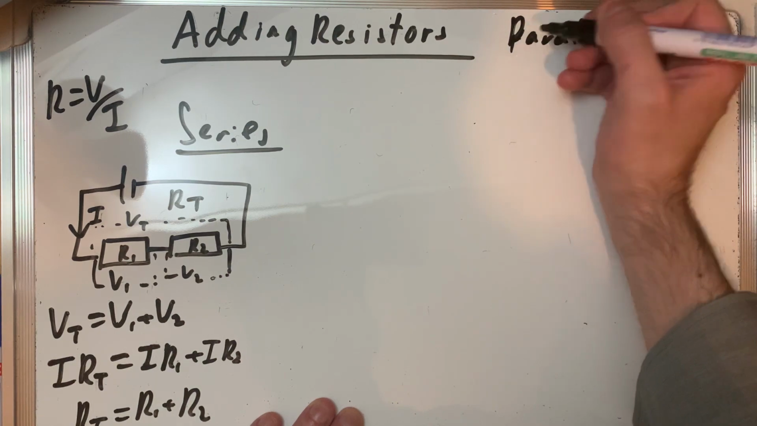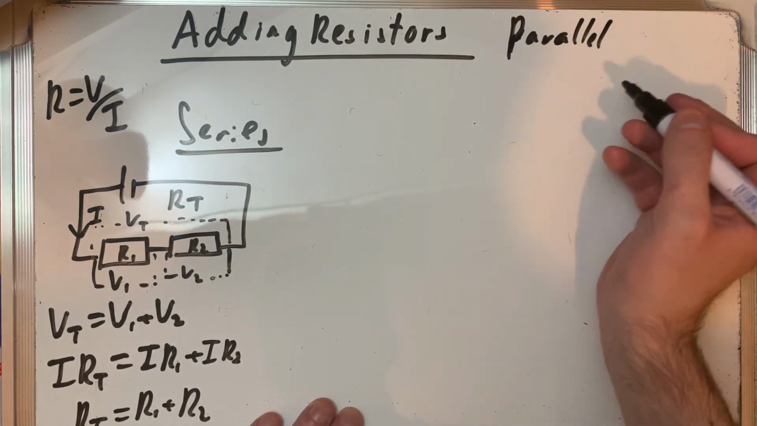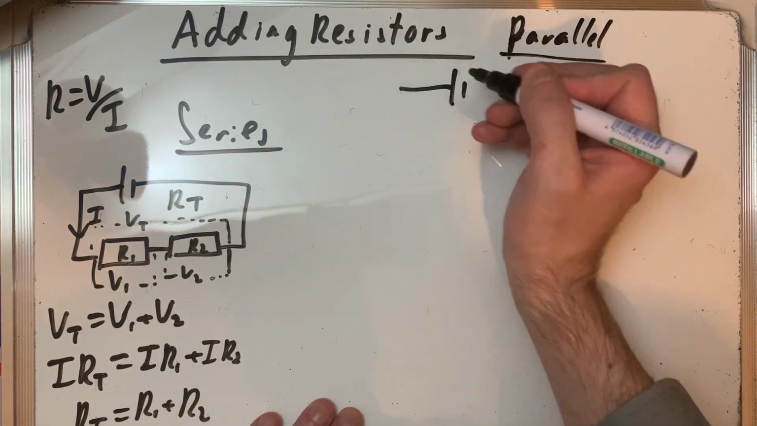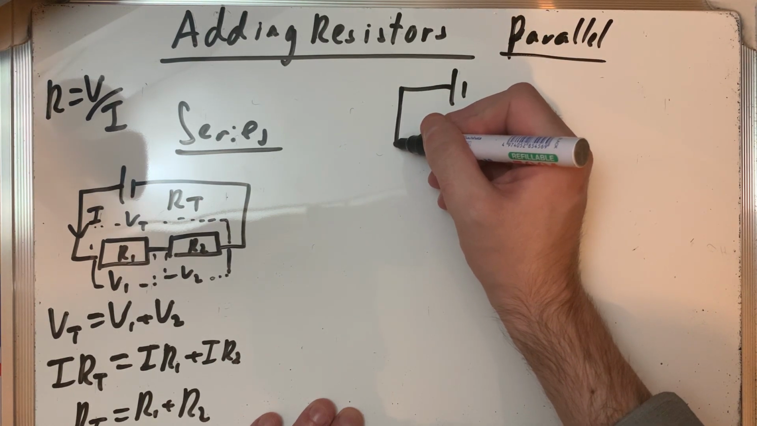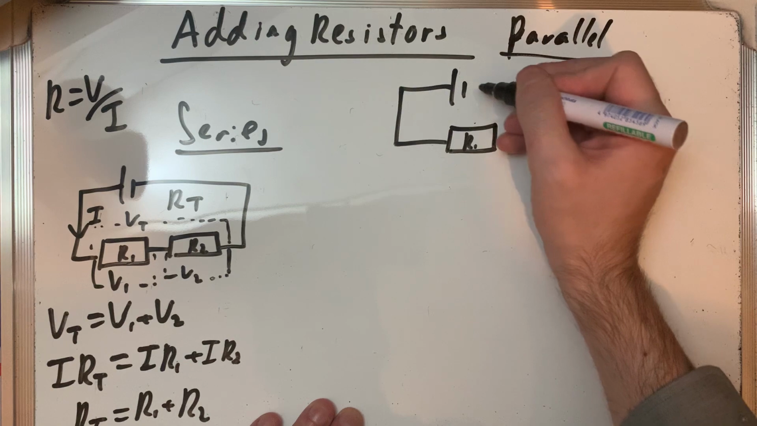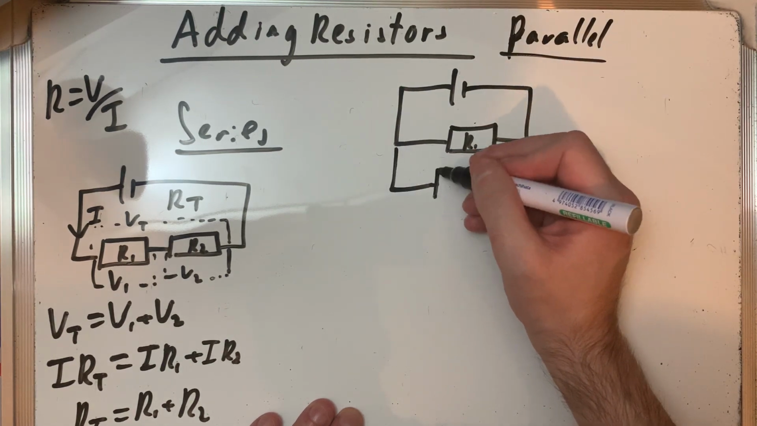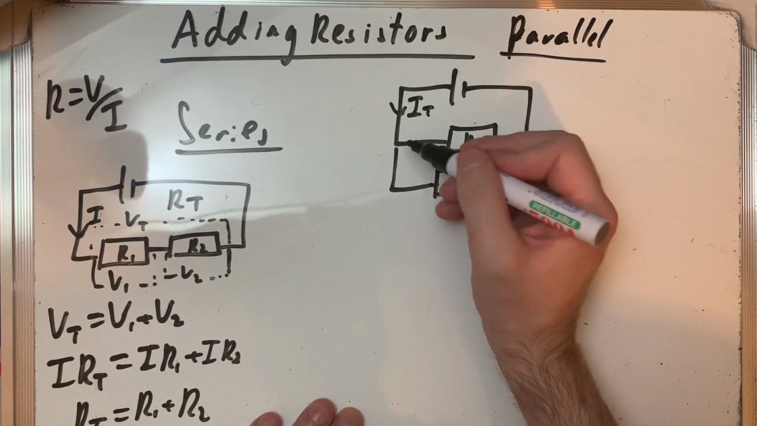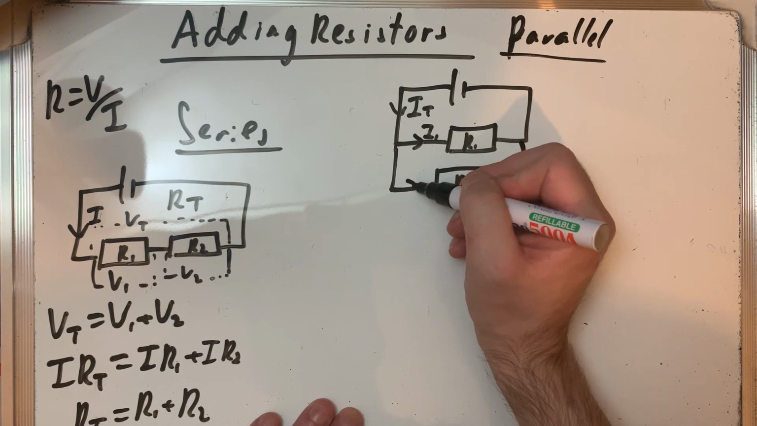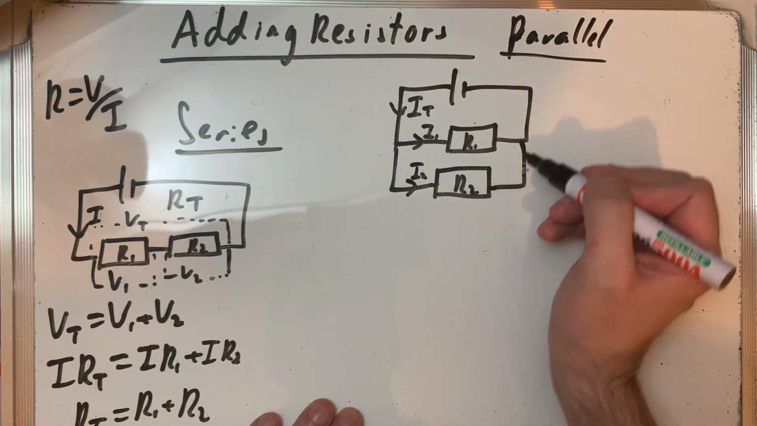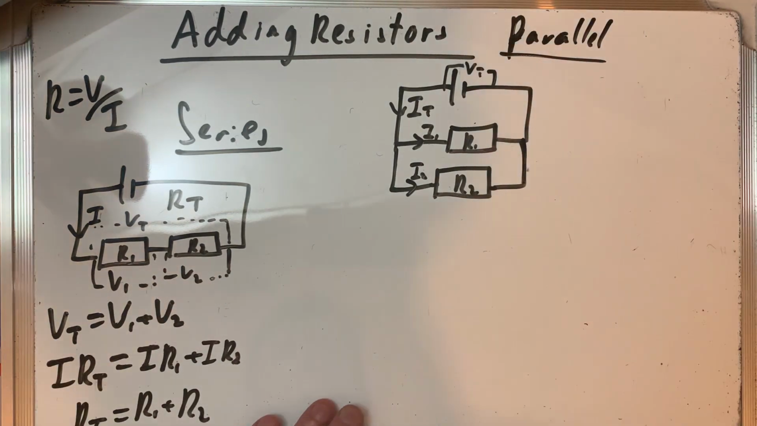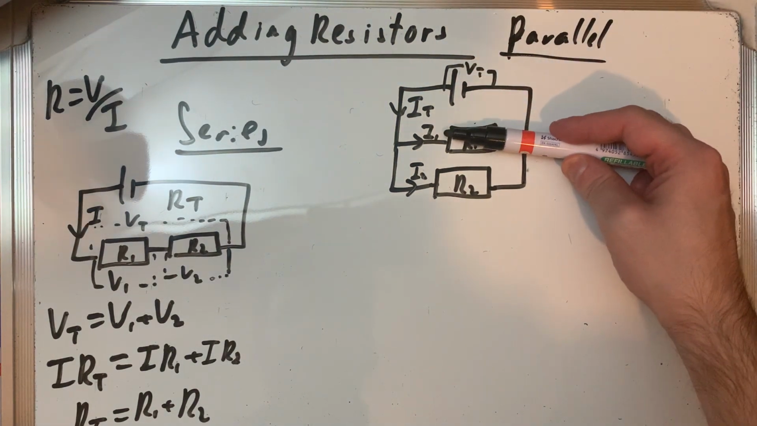Parallel. Okay, now what if we have them in parallel? So, a little bit tricky here. I'll do another video doing loads of examples. So, we had R1 here, R2 here. Current IT here, I1 there, I2 there. I could write out 3 voltages, VT and V1 and V2 there. But you can see already, I hope, from Kirchhoff's voltage law, that all voltages are the same. If that's 10 volts, then this is 10 volts, then this is 10 volts.